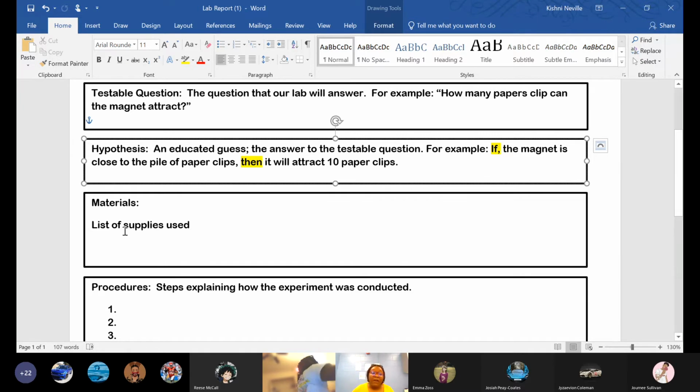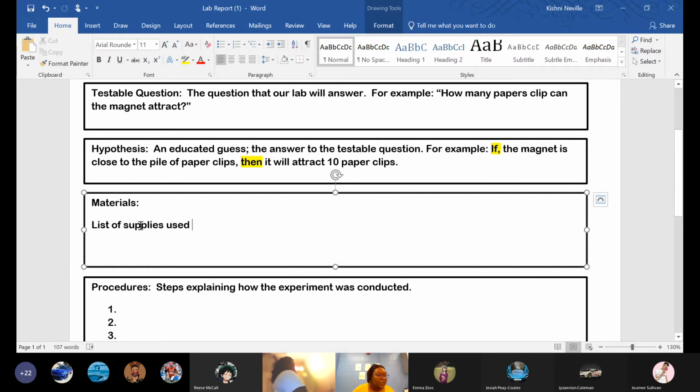The materials are the supplies that you used. You want to be specific here. You don't want to just say, I used a pencil. How many pencils did you use? You want to say, I used an eraser. How big was the eraser? How many erasers did you use? You want to be specific in your descriptions, in your list of things.